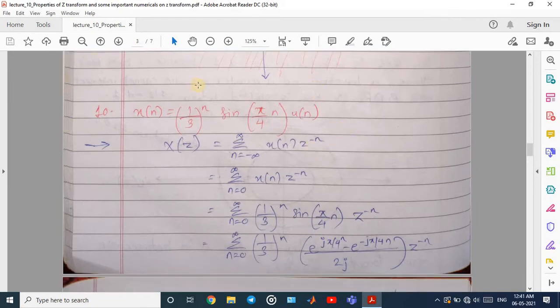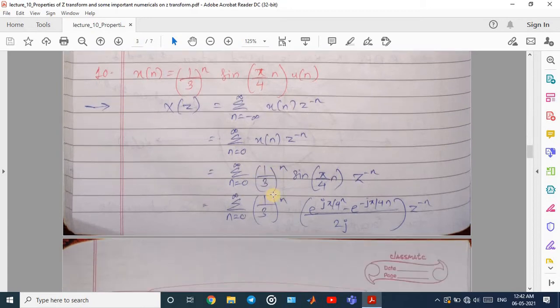First step, we have to write down the formula of x of z, the z transform. In the second step we have to check the limits of the summation. Here it is u of n. So we are going to put the limit of summation from 0 to infinity. Lower limit is 0, upper limit is infinity because u of n is present, and u of n is equal to 1.